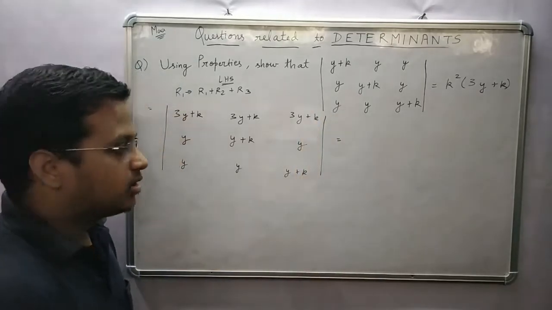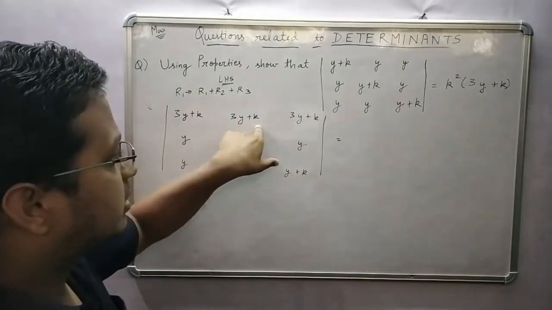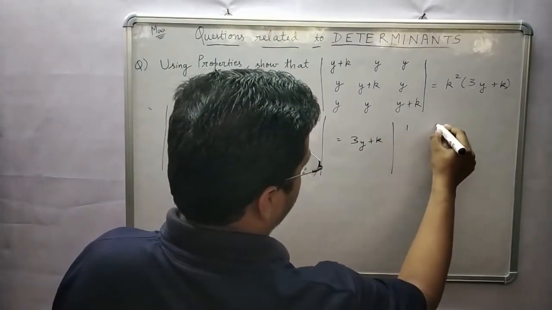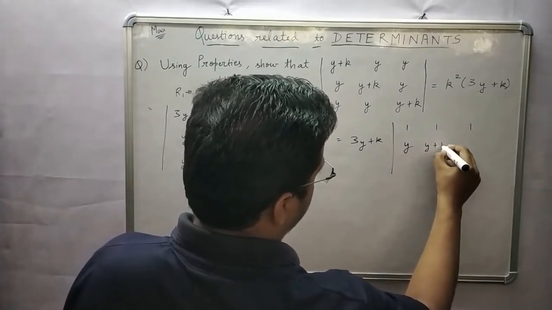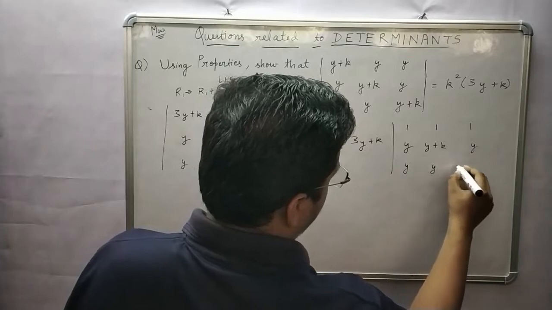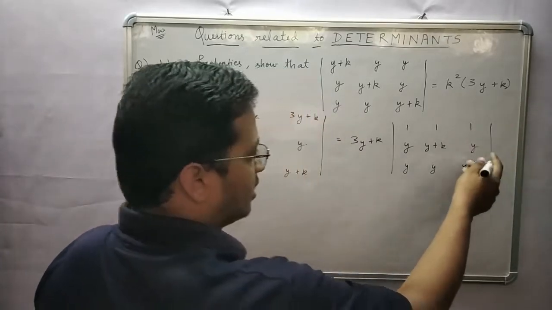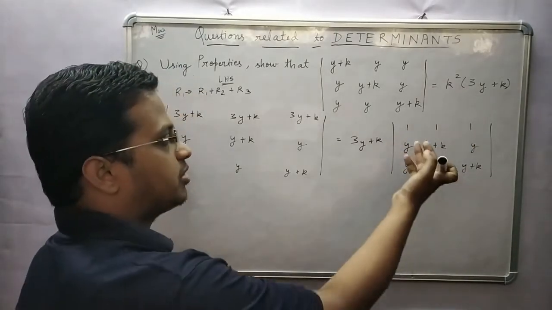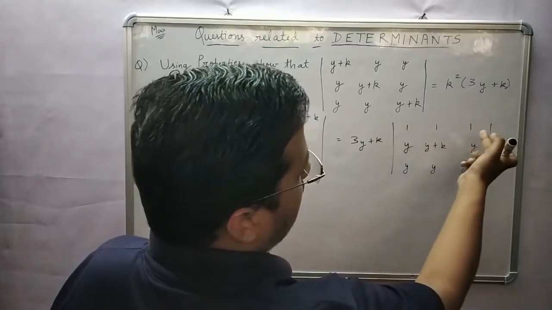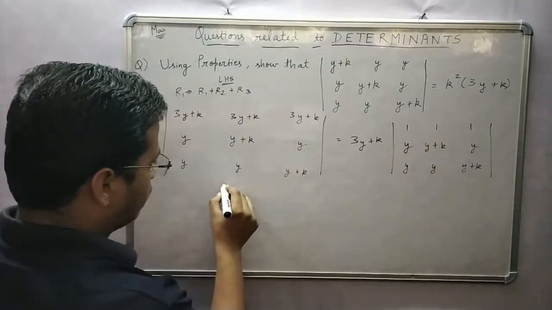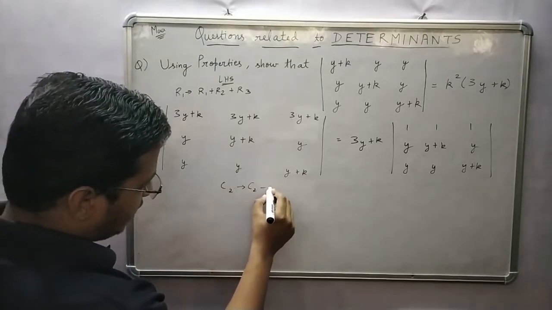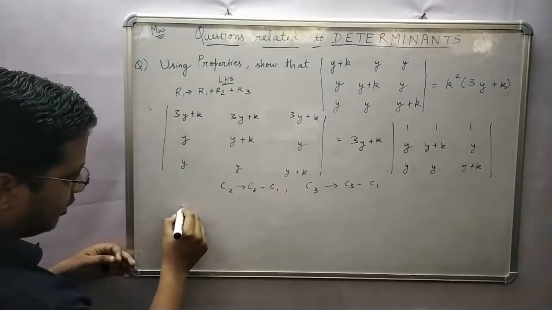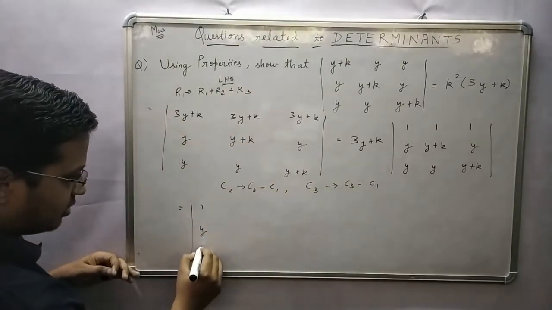Now, as we have done many times, we can take 3y plus k common. So let's take 3y plus k common: 1, 1, 1, y plus k, y, y plus k. Now you have seen many times questions like this in which we have three ones. What do we do? We subtract the first one from the second one and the third one. So C2 changes to C2 minus C1, C3 changes to C3 minus C1. So what will we get? C1 will remain as it is.